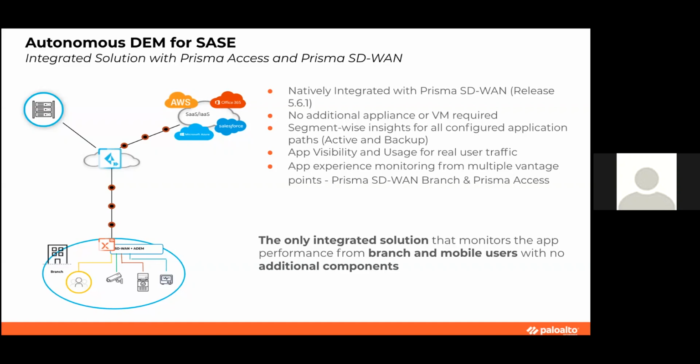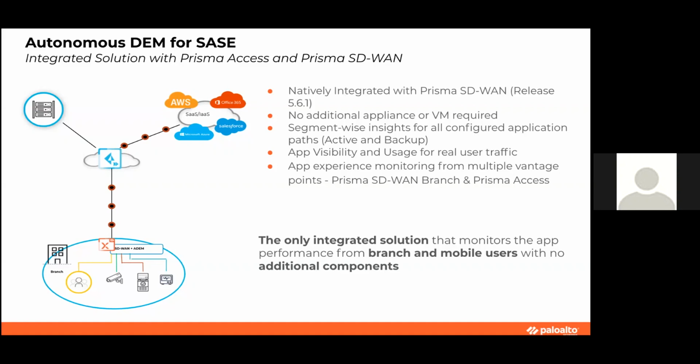ADEM continuously monitors every segment in the service delivery path and provides insights that help you to quickly isolate the segment which is causing the digital experience problem and simplify remediation. Prisma Access ADEM integrated with the Prisma SD-WAN provides path and performance visibility with segment-wise insights.